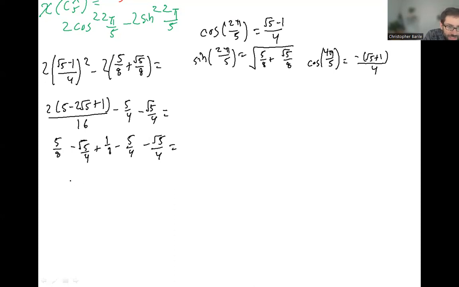And so what that is going to mean is that it is going to equal 5/8. Sorry, so now we have 5/8 plus 1/8. So that equals 6/8, which equals 3/4. So 3/4 minus 5/4 over there, and then minus 2 root 5 over 4. These terms are the same. And so that ends up equaling 2 times negative root 5 plus 1.